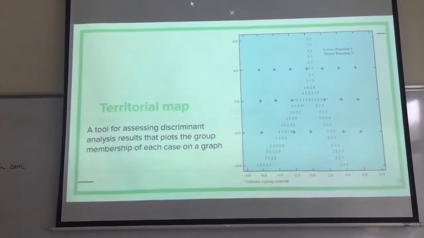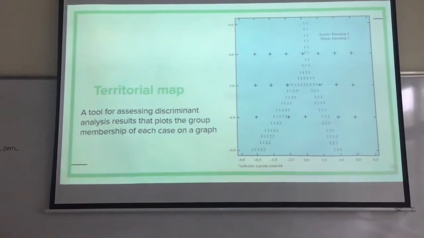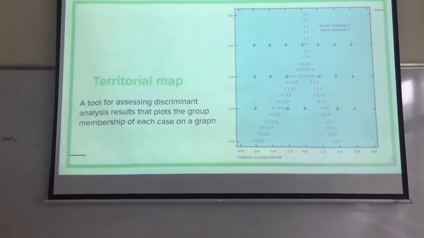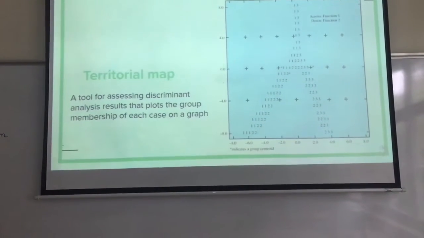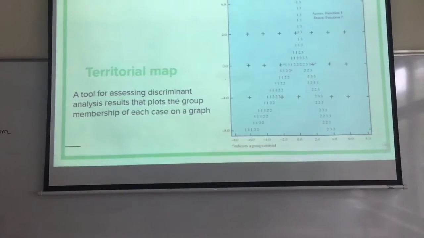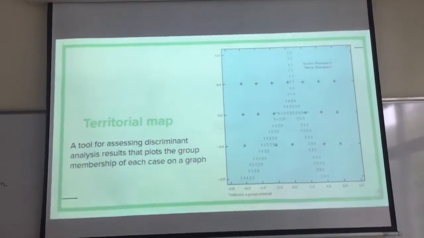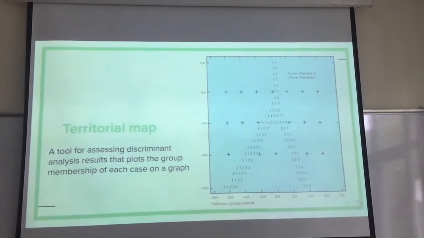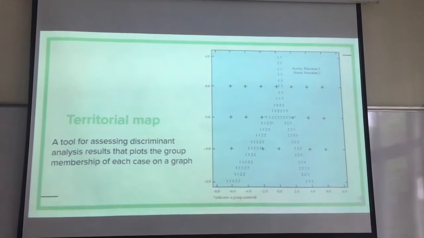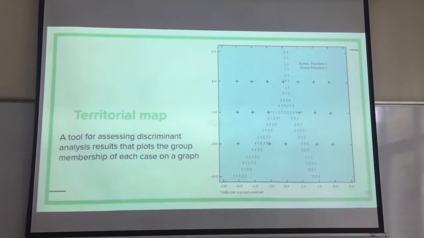And the territorial map is like this graph. It's a tool for assessing the discriminant analysis results that plots the group membership of each case on the graph. And in this territorial map, each group centroid is indicated by an asterisk, and the group boundaries are shown by the numbers corresponding to the groups.